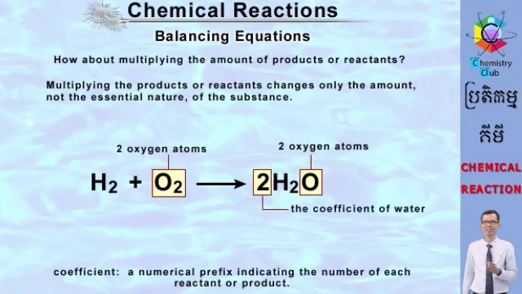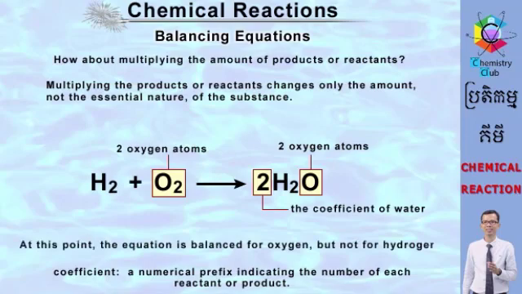Therefore, the coefficient 2 is placed in front of H2O. When there are 2 molecules of water on the right, this means there are 2 atoms of oxygen on the right side because there is 1 atom of oxygen in each water molecule. This gives the equation H2 plus O2 yields 2 H2O. This equation is currently balanced with respect to oxygen atoms, but not for hydrogen atoms. The next scene continues the process of balancing this equation.